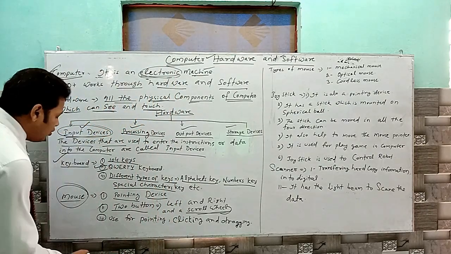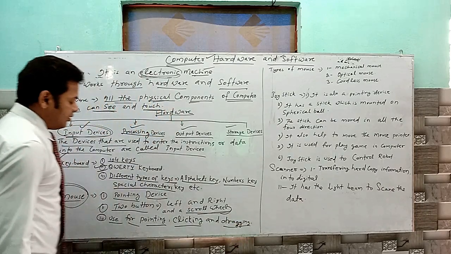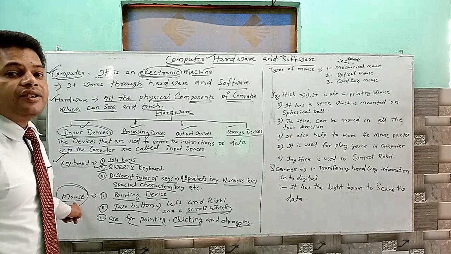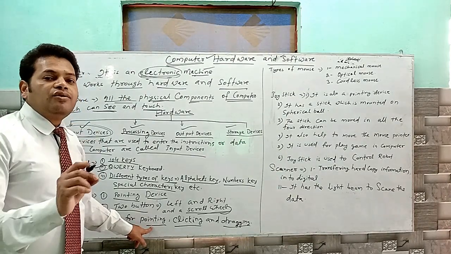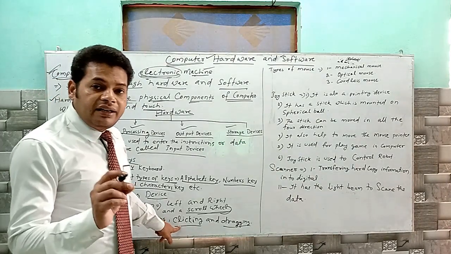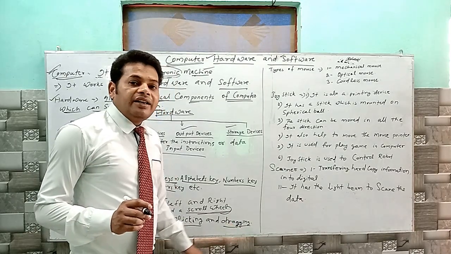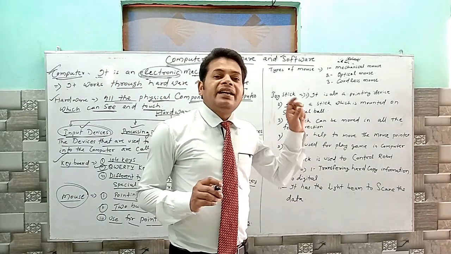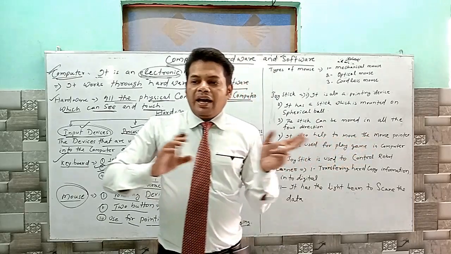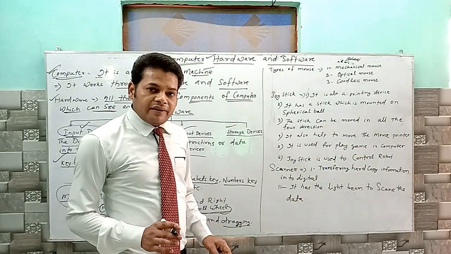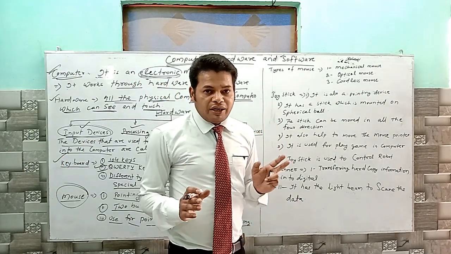The third use is pointing, clicking and dragging. The mouse is used to point at any software, document or information, or to click: double-click to open, single-click to select. Dragging means if we want to move icons from one place to another, we use the drag option, dragging the mouse pointer so the document moves.